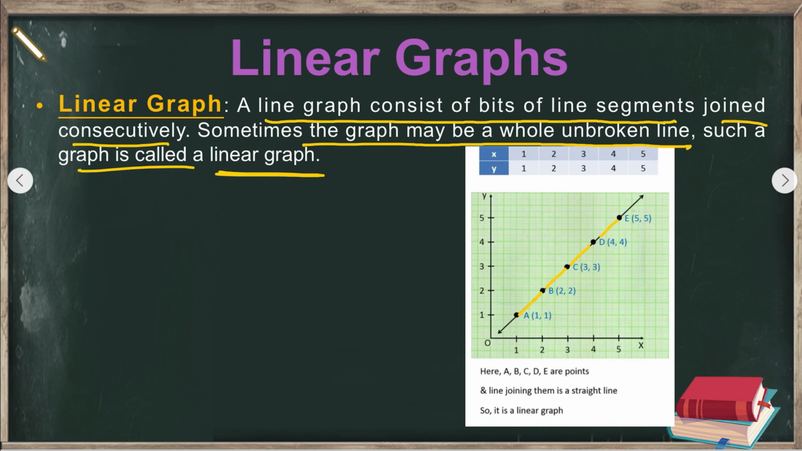So we have marked different points. We have a few line segments like this, and when we join them, they are forming an unbroken line. That means they are forming a straight line. Hence such graphs are called linear graphs.